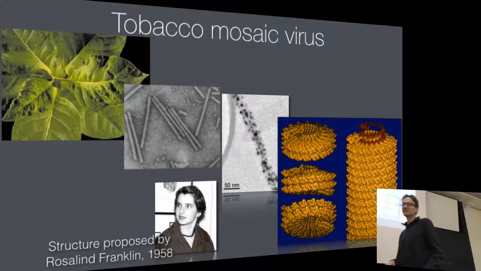So there was actually a second Nobel Prize involved here too, that Wendell Stanley crystallized the tobacco mosaic virus in the 1940s, sometime in '46, I think it was, and he got the Nobel Prize for that.